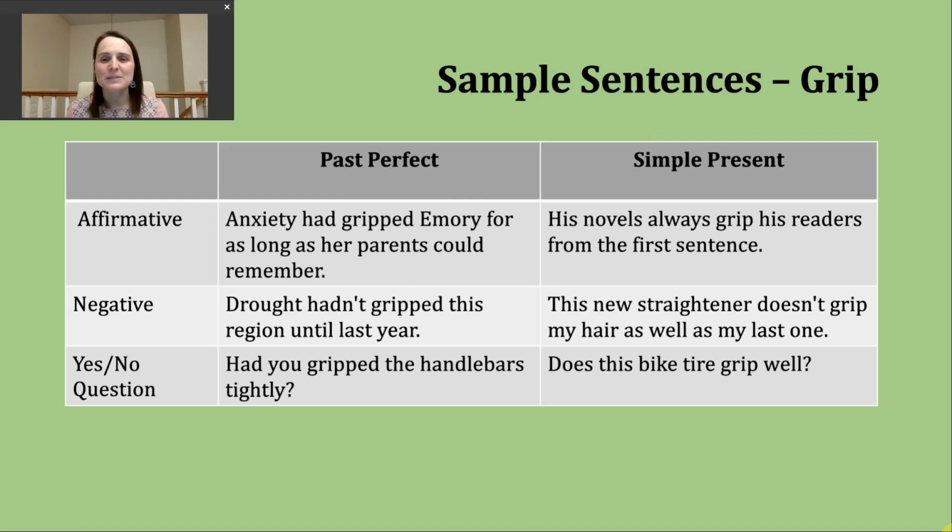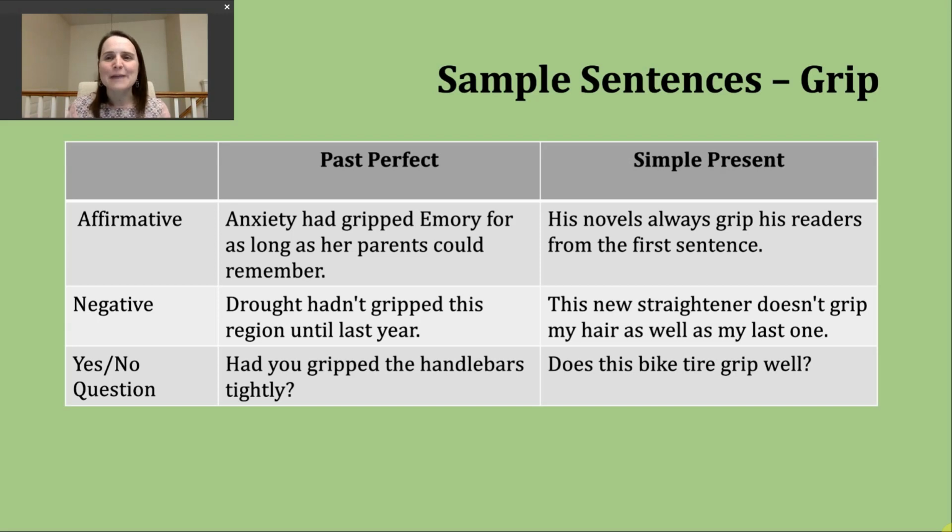Here's another example sentence. This new straightener doesn't grip my hair as well as my last one. Right? So here I'm talking about a device that many people use to give their hair a particular look. And I'm talking about how it maintains contact. Goes back to that second definition of the verb.